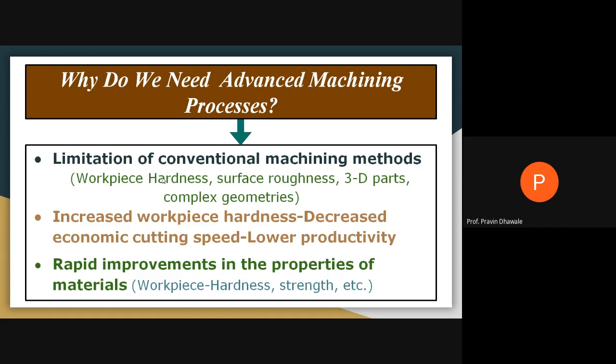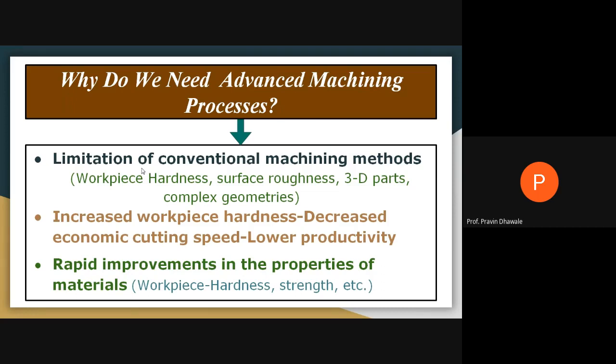The second limitation is related to surface roughness. Surface roughness is measured in terms of the surface finish Ra value, right? By using conventional machining, you do not get a very high surface finish because whatever material is to be removed, it is in the form of chips.